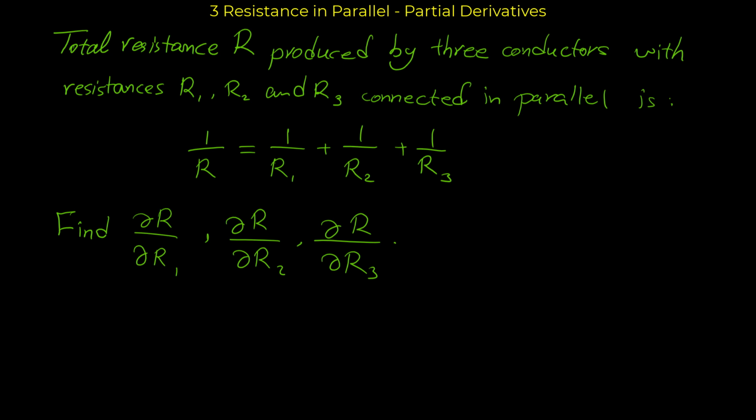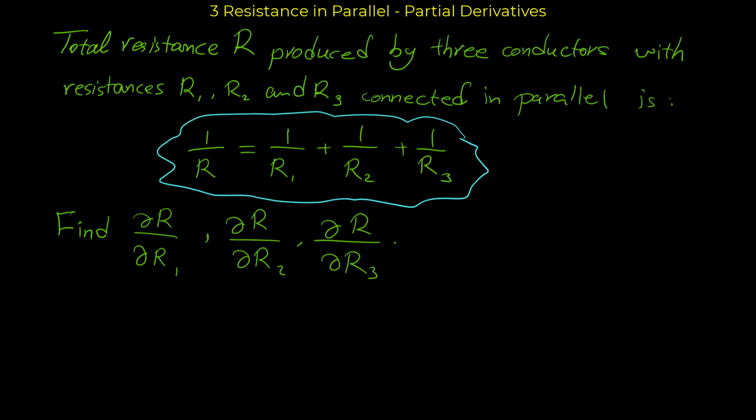The total resistance R produced by three conductors with resistances R1, R2, and R3 connected in parallel is given by 1 over R equals 1 over R1 plus 1 over R2 plus 1 over R3. Find the partial derivative of R, the total resistance, with respect to each of the resistances used in that circuit. So we want to use this relation.